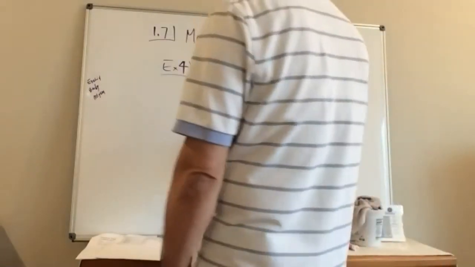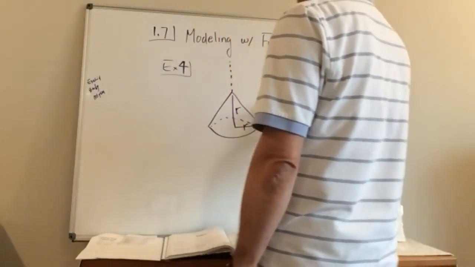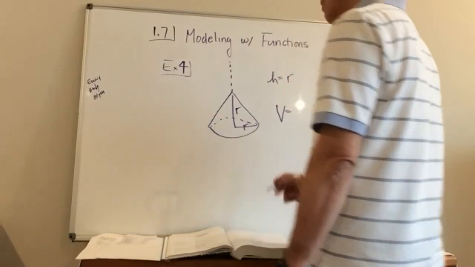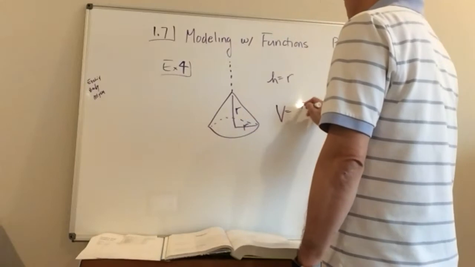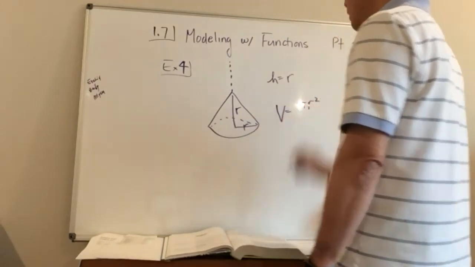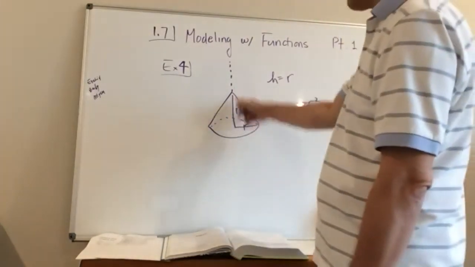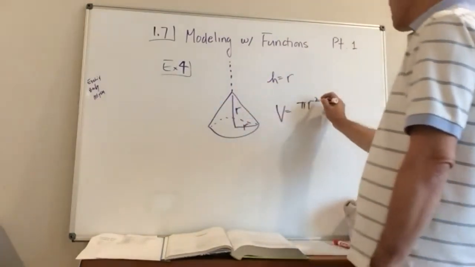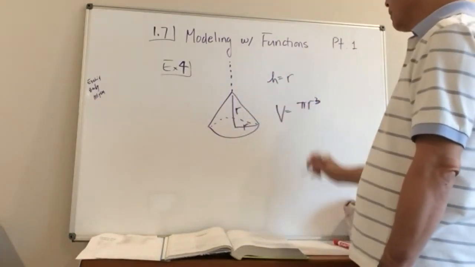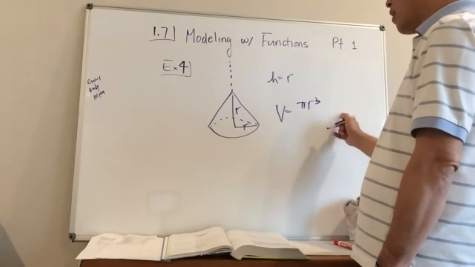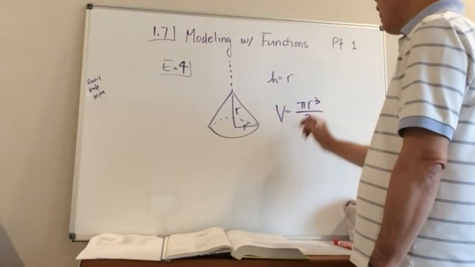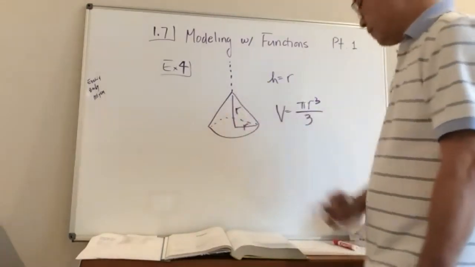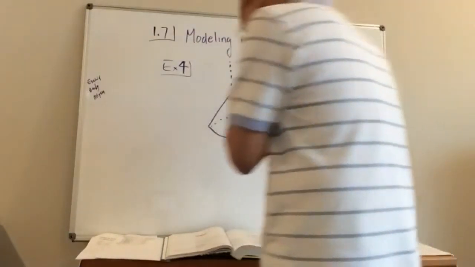So if I find the volume, what is the volume here? The volume is going to be pi r squared, the base, times the height, which happens to be r here. So I'm just going to call it r cubed, because it's pi r squared times r. So pi r cubed divided by 3, right? Because it's a cone. Okay, so this is going to be your volume here.